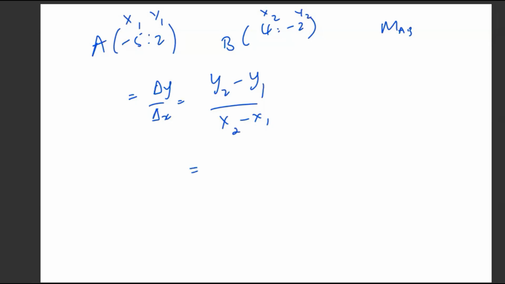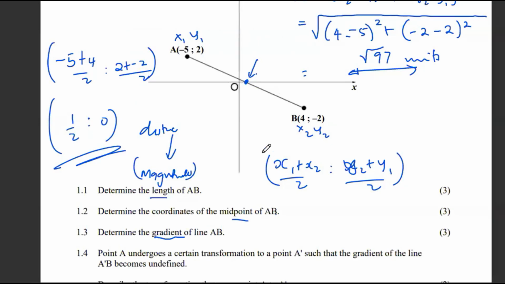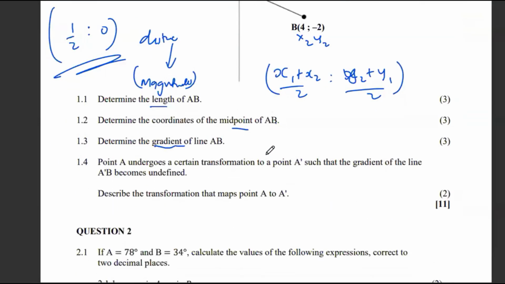So let's do the substitution. It's going to be (-2 minus 2) over (4 minus -5). So that's going to be -4 over 9. This becomes our gradient. So we've answered 1.1 up to 1.3. Then 1.4, they're telling us that point A undergoes a certain transformation.